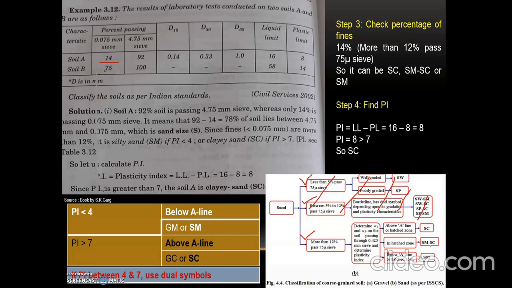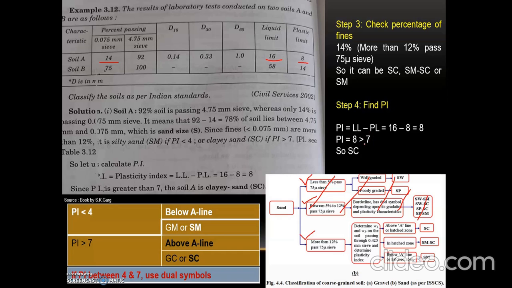To check whether it falls in any of these categories, we will have to find out PI. PI means plasticity index, which can also be denoted by IP. PI can be calculated using the formula liquid limit minus plastic limit. Liquid limit for soil A is given as 16 and plastic limit is given as 8. So, liquid limit minus plastic limit equals 16 minus 8, which is equal to 8. And this value of PI, 8, is greater than 7.